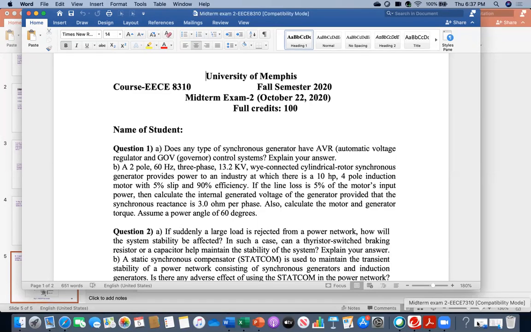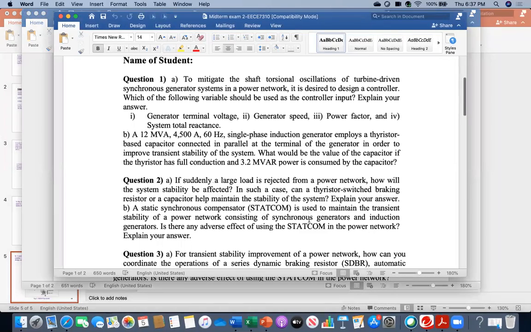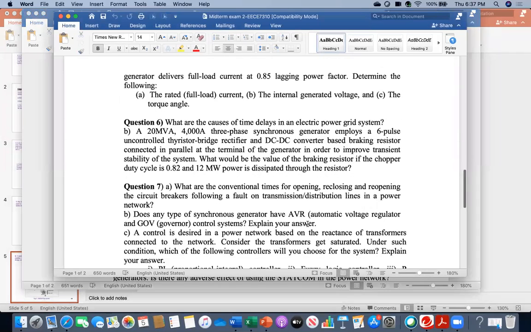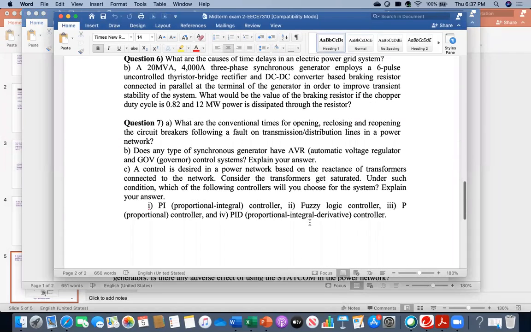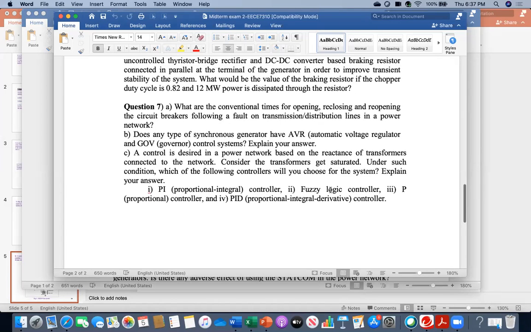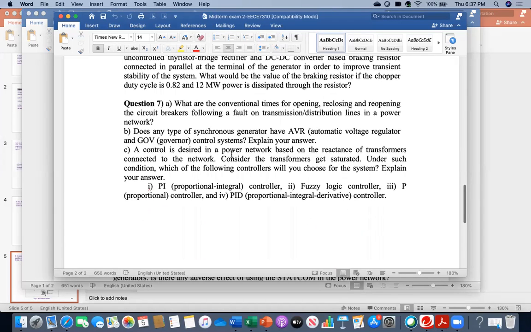I think for the, just a moment. For the, can you see the other question that I am scrolling? Yeah. Okay. Yes, I think for the master's student, it is question number 7B. Can you see this one? Question number 7B? Yes, sir.